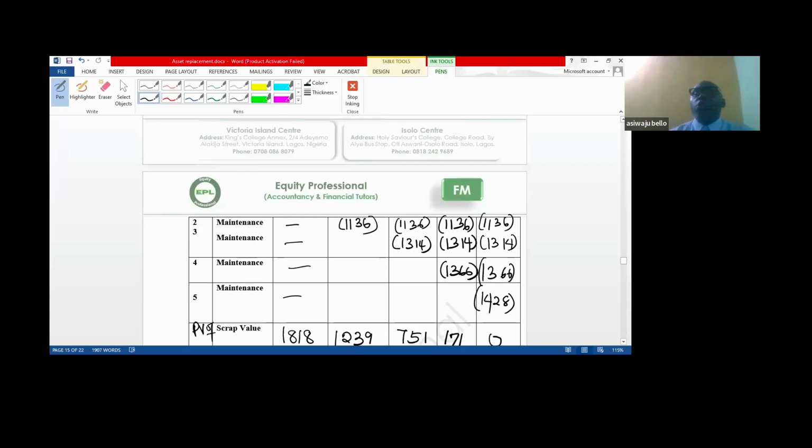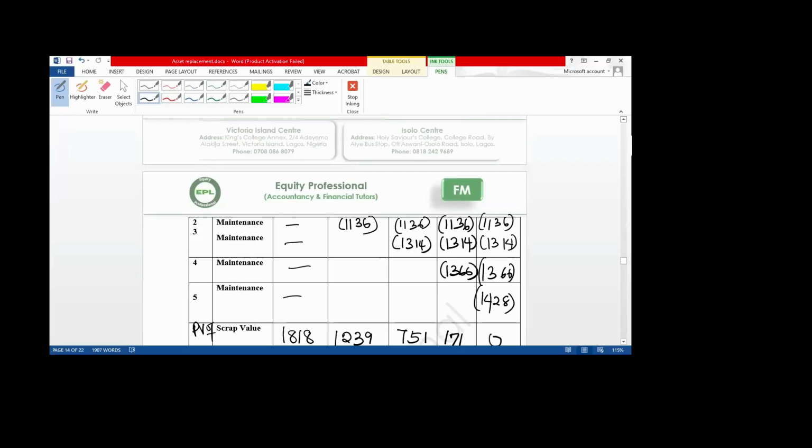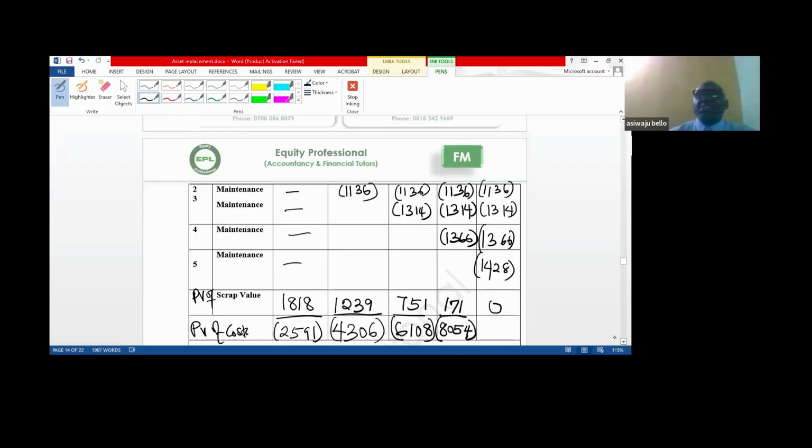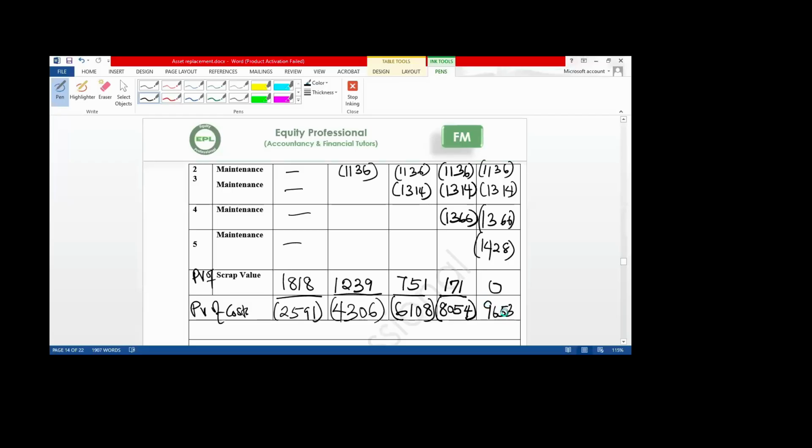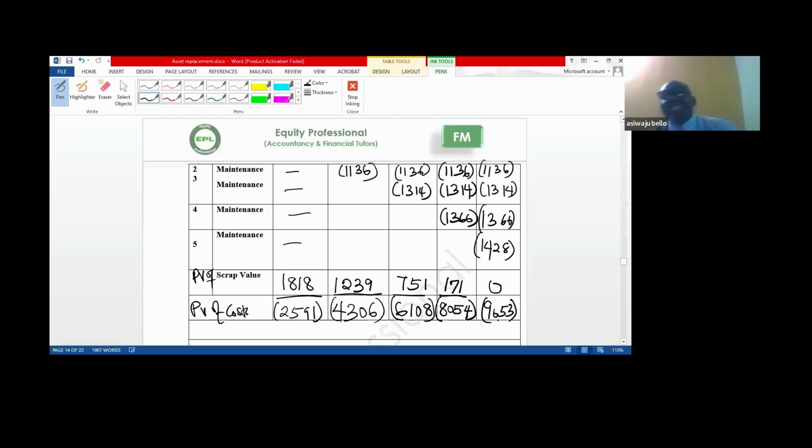Please sum all the costs. 9653 negative. You have gotten your present value of cost.